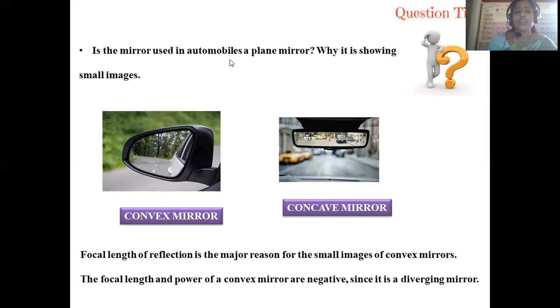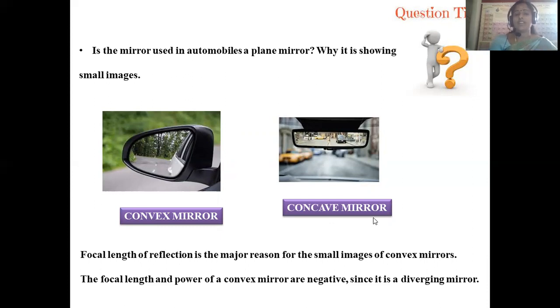The mirror used in automobiles, is it a plain mirror, or why is it showing small images? The question is, is it a small plain mirror, or why is it showing small images, right? In order to answer this, in the case of automobiles, two kinds of mirrors are employed. One is called a convex mirror, the second is called a concave mirror.